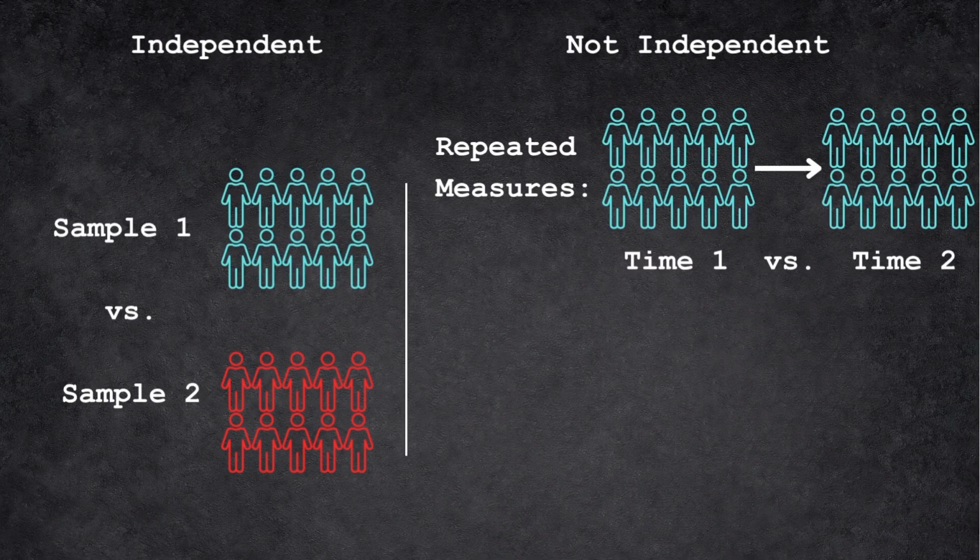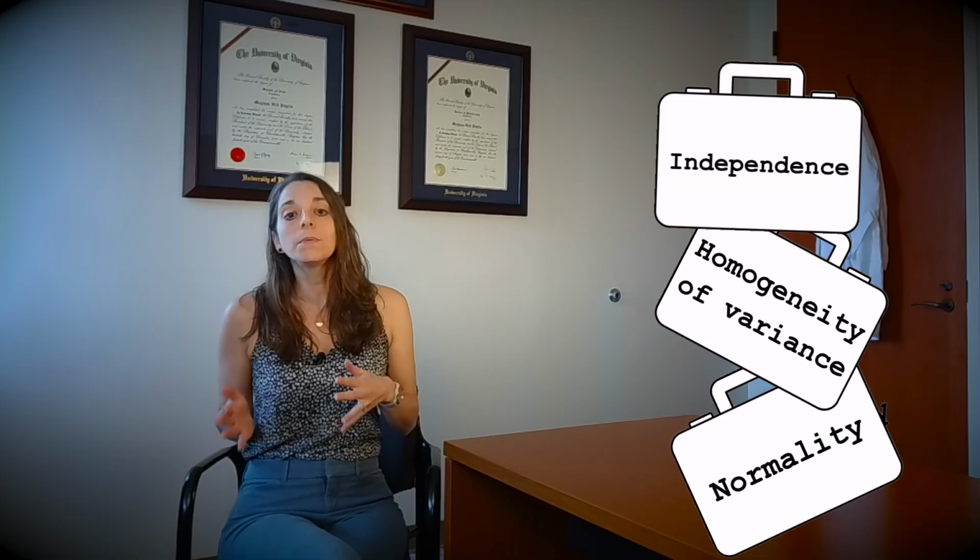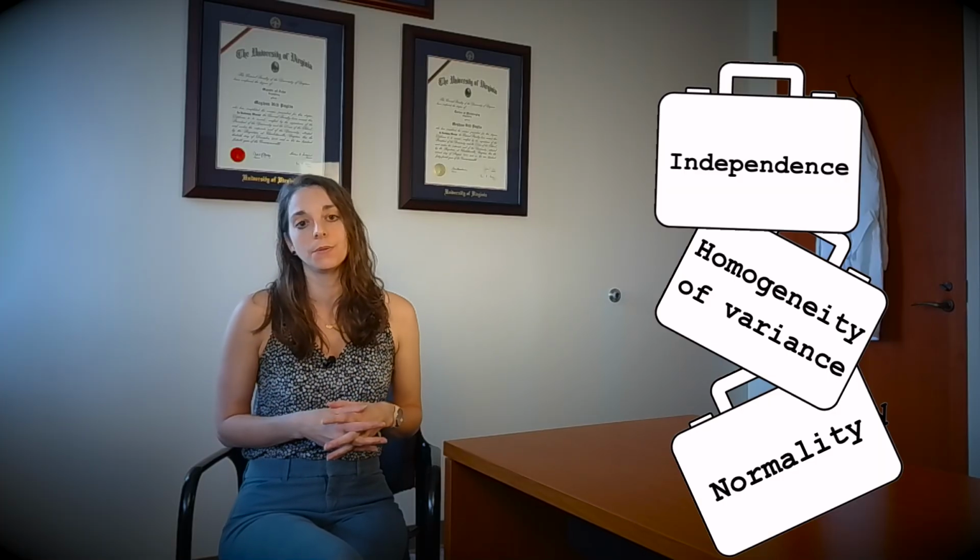And finally, there's matched pairs. Here you have different people in each group, but they're closely matched or paired on purpose. Some examples are things like siblings, twins, or participants who have been matched by age and gender across groups. These assumptions help guide which statistical test to choose.